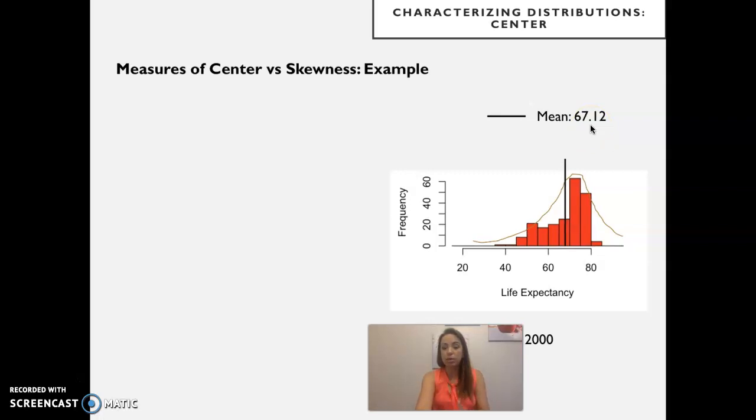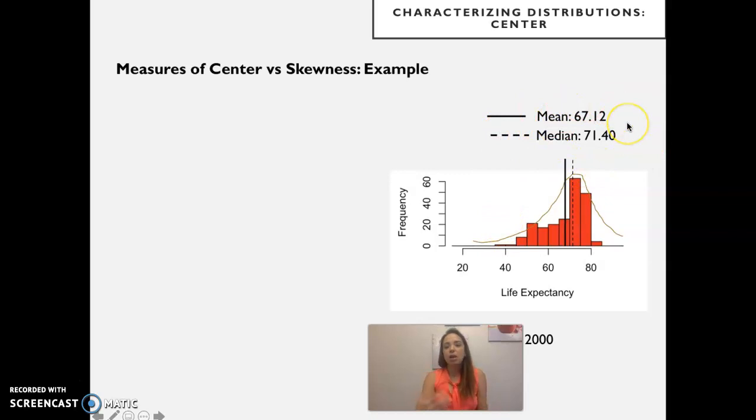Pause the video and think about it. Do you expect the median to be smaller or larger than that? You have to think about towards which direction the mean would be pulled to make that decision. If you thought the median was going to be higher, you're right, because the mean, as I said, is pulled towards the lower values where the tail, the extreme values are.